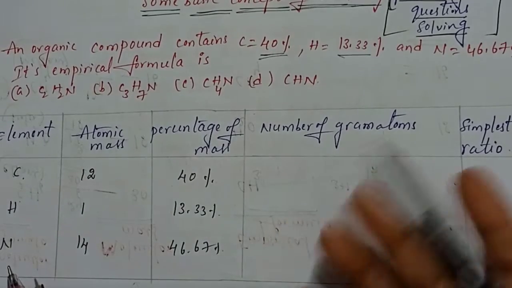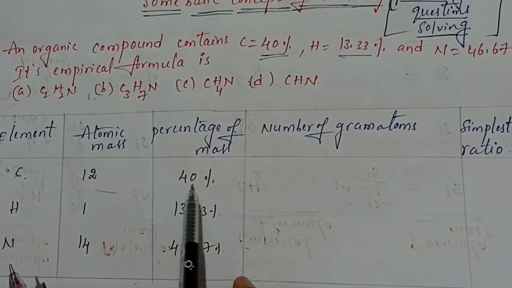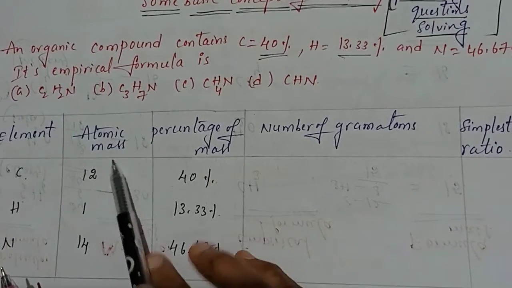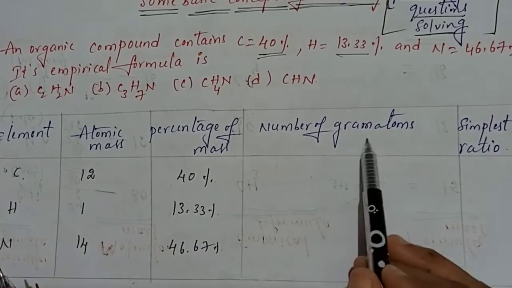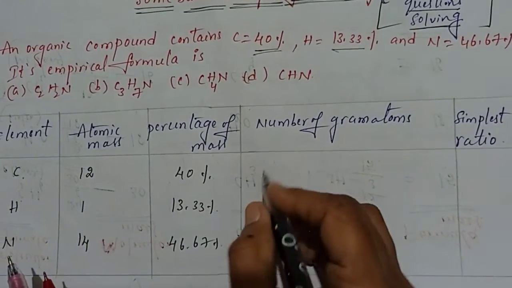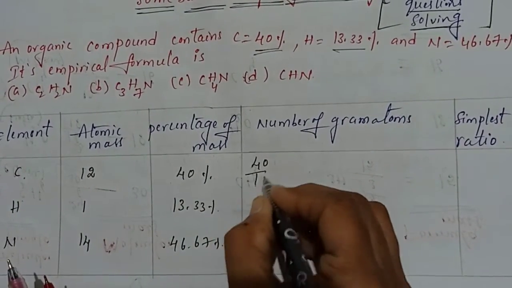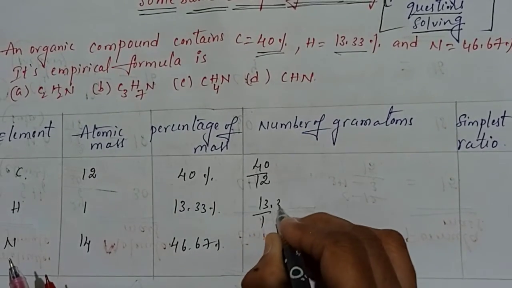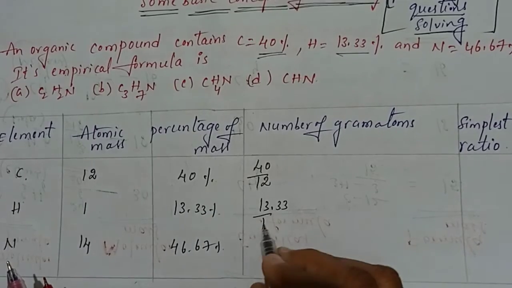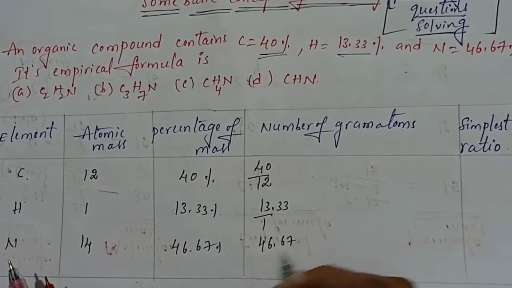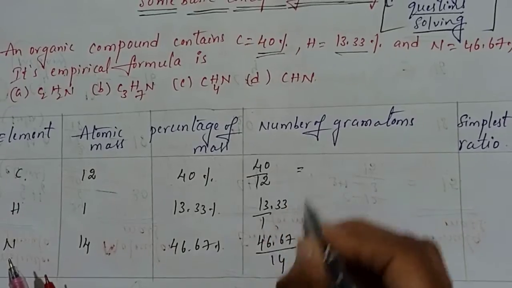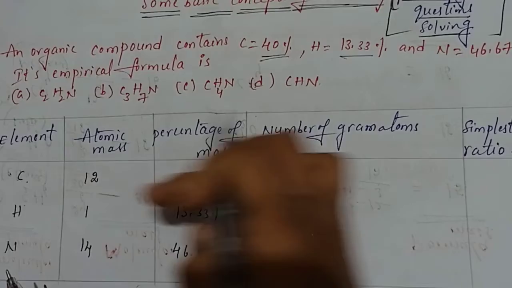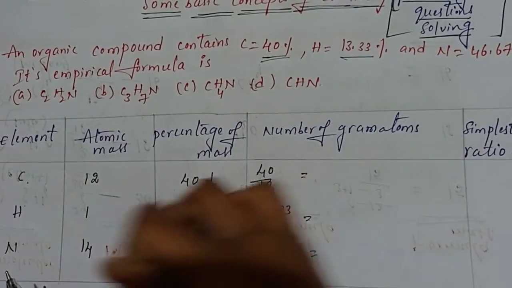Okay, next we have to find the number of gram atoms. How to find the number of gram atoms, students? See here, this percentage 40 you have to divide by atomic mass. Percentage of mass by atomic mass, if you calculate, you will get the number of gram atoms, students. So what I'm doing here, 40 by 12, 13.33 by 1, and next 46.67 by 14. Are you understanding? Percentage of mass by atomic mass.